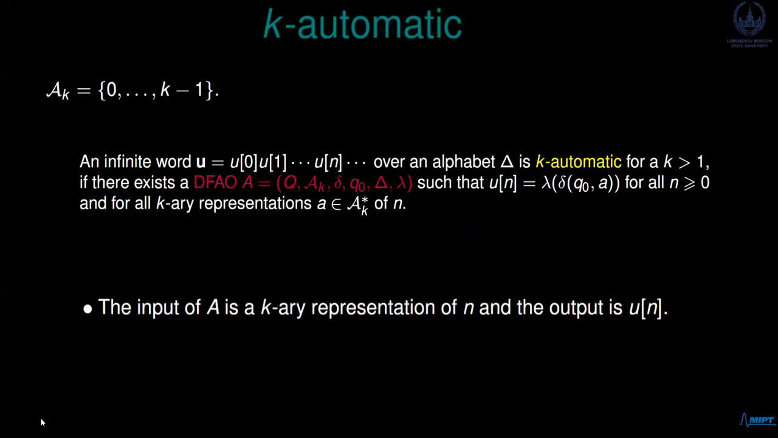Okay, let's talk about k-automatic words and explore the concept of k-automatic words, which realize the notion of an automatic sequence by introducing a base k greater than 1. So the k-ary alphabet: we begin with an alphabet A_k = {0, ..., k-1}. This is the set of digits used to represent numbers in base k. For example, when k is 2, the alphabet is 0 and 1, and for k equal to 3, it would be 0, 1, 2.